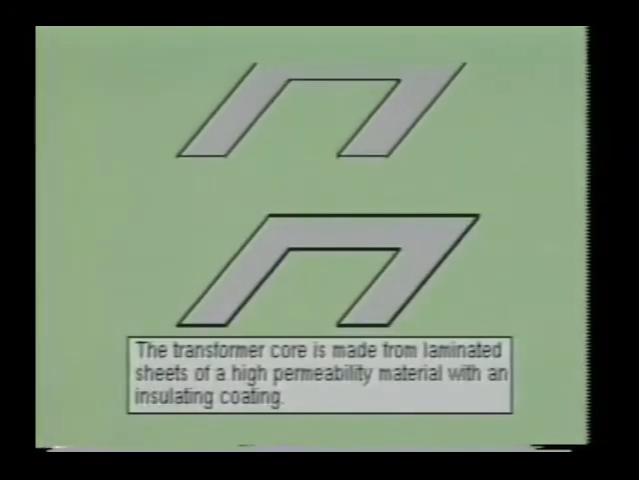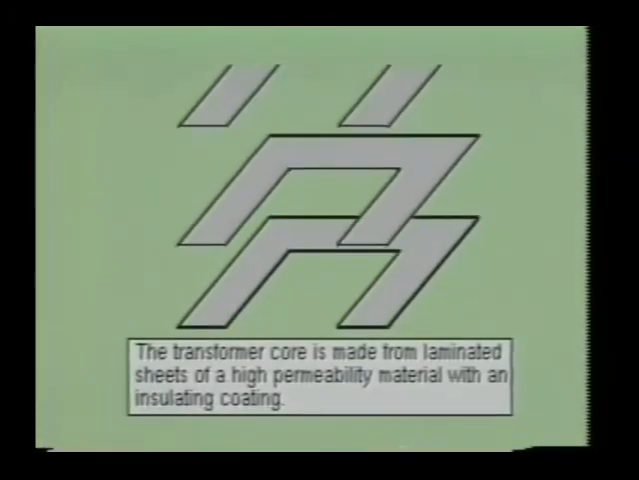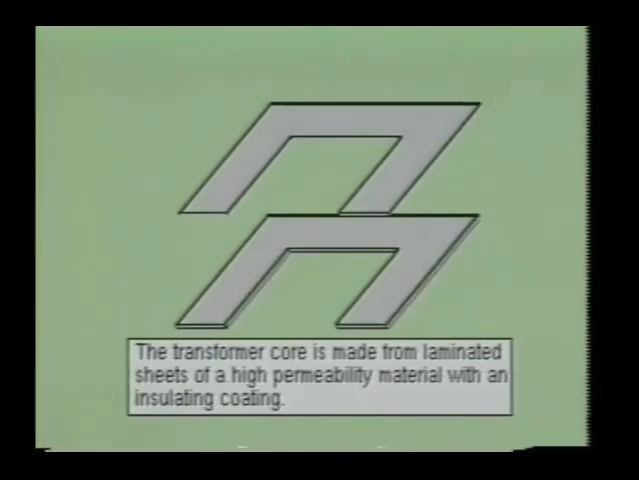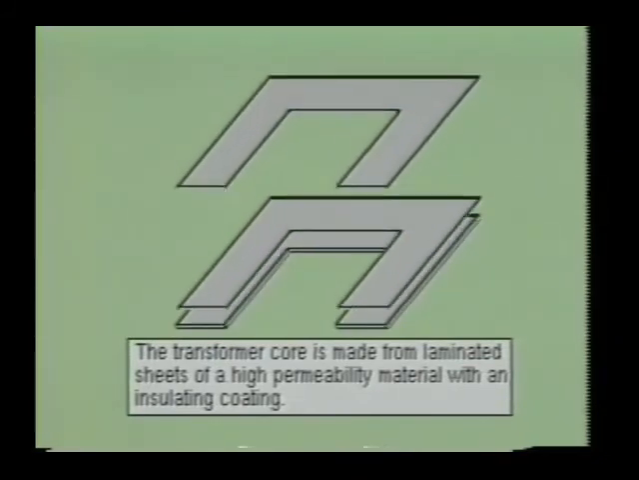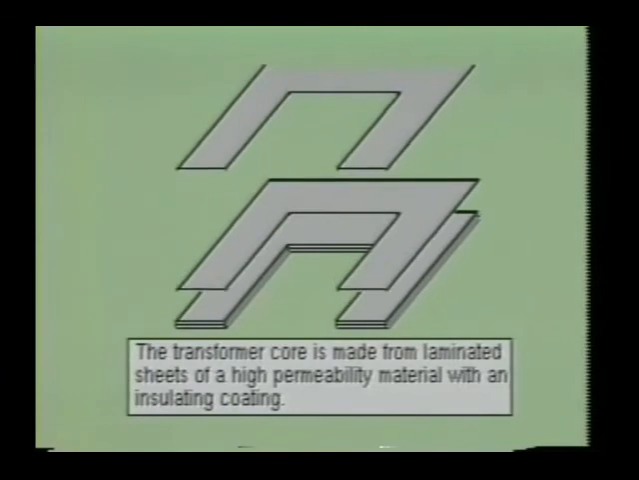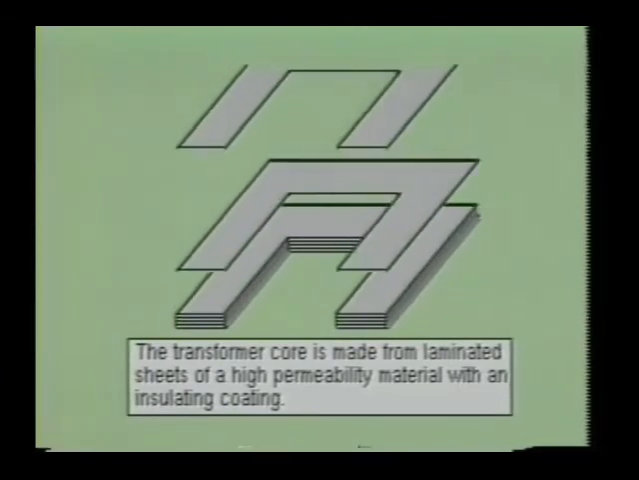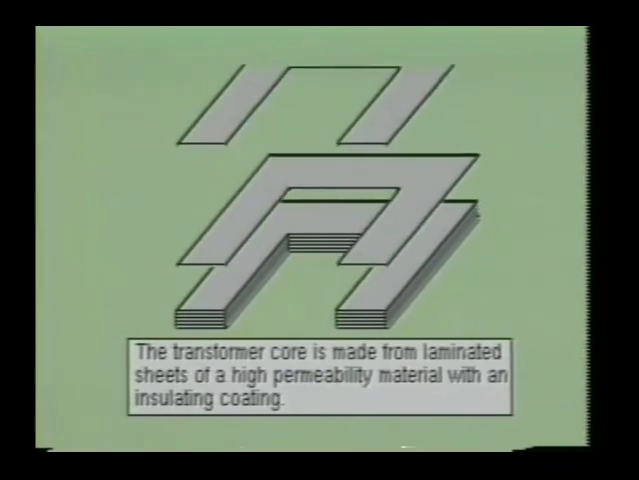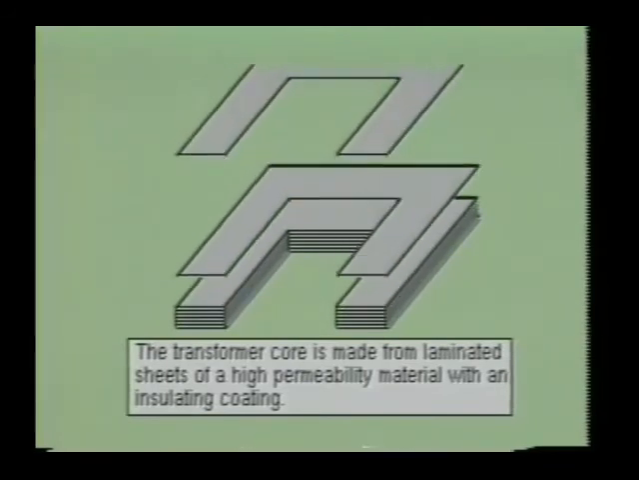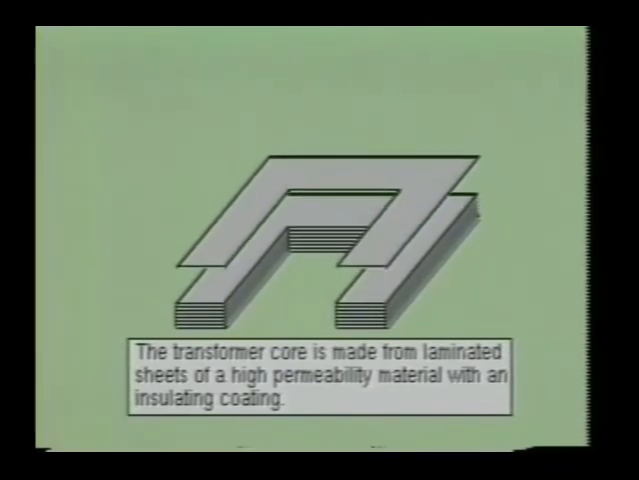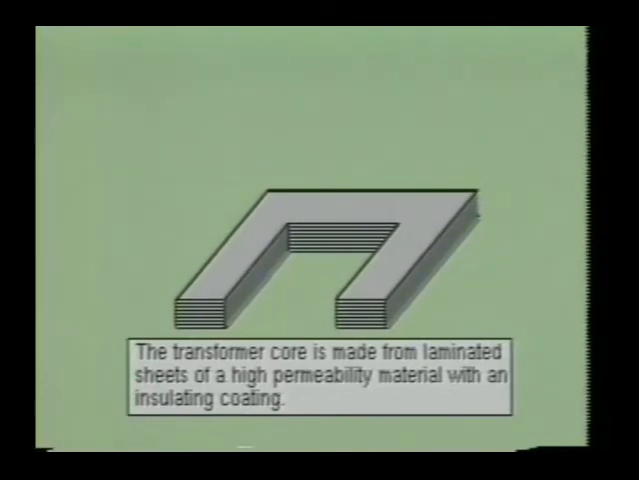To overcome this power loss, the core is made from laminated sheets that are stacked together. These laminated sheets are very thin and are coated with an insulating material such as varnish or plastic. By using the laminated sheets, the eddy current is limited to the thickness of a single sheet. This limits the length of the path and limits the amplitude of the eddy current and holds heat loss in the core to a minimum.